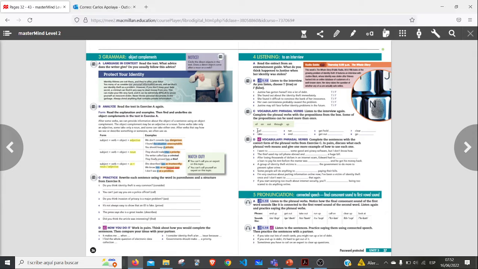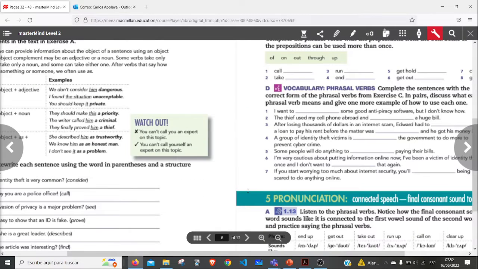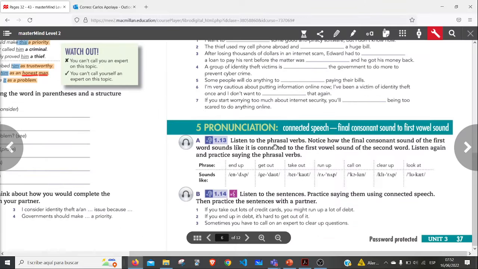Yes. Okay. Well, we are in this part, pronunciation, right? Yes. Here, if I'm not mistaken. Yes, pronunciation. Today, we are going to talk about connected speech. Final consonant sounds to the first vowel. Okay, so listen to the phrasal verbs. Notice how the final consonant sound of the first word is connected to the first vowel. Okay, so this is super simple. Okay, let's listen together.